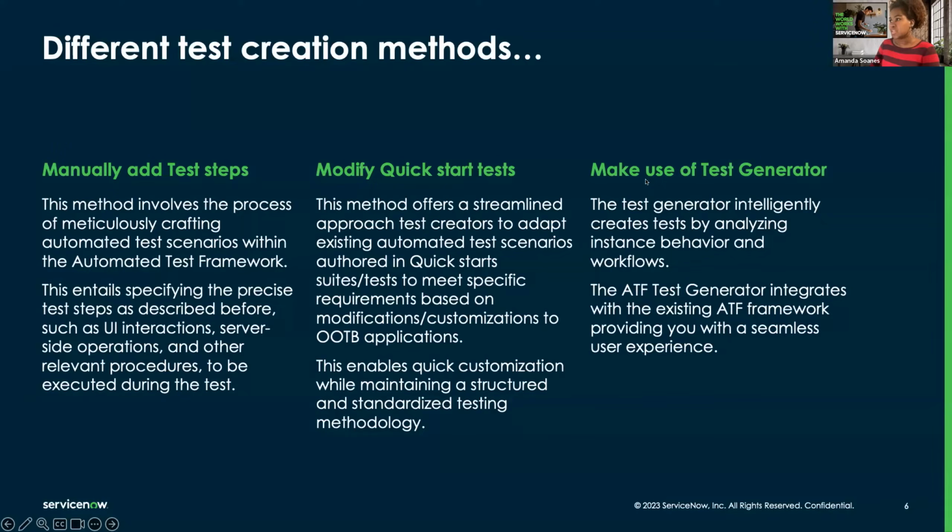And then the last one, this is the quickest method and also one of the newer functionalities to ATF as of the Tokyo release, and this is using test generator. We will cover this in more detail in one of the later videos in this series, but essentially what this does is it uses AI and also analyzes your instance behavior and workflows to generate tests for you. There are some limitations on what types of tests this can build.